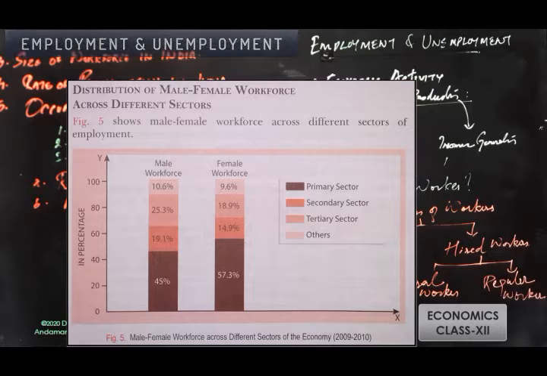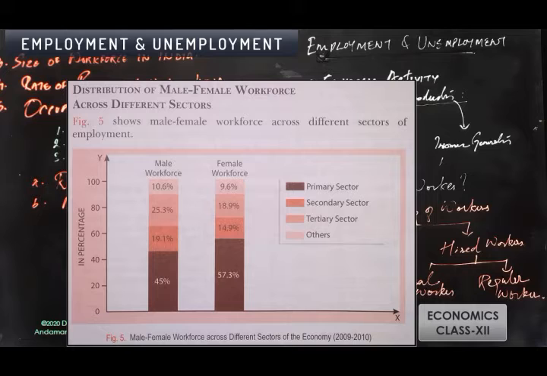Look at the male workforce. Here 45% of male workforce is engaged in the primary sector, whereas 19.1% of male workers are engaged in the secondary sector, and 25.3% of male workforce is engaged in the tertiary sector, and at last 10.6% of male workers are engaged in the other sectors. Now look at the second bar. Here 57.3% of female workforce is engaged in the primary sector, whereas 14.9% is engaged in the secondary sector and 18.9% is engaged in the tertiary sector, and apart from that 9.6% of female workforce is engaged in the other sectors.